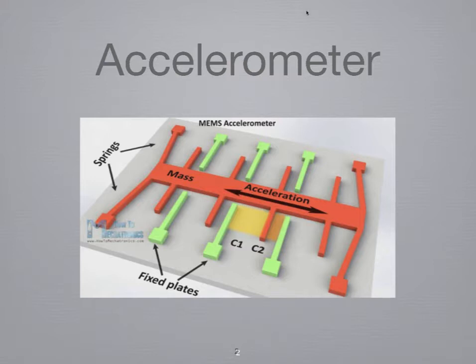And as you can see here, this is a MEMS accelerometer. So we're measuring acceleration in this direction. And these are fixed plates here. And as the mass moves, it's on little springs, so it can move back and forth due to the acceleration. The capacitance is going to change because the distance between the plates changes.